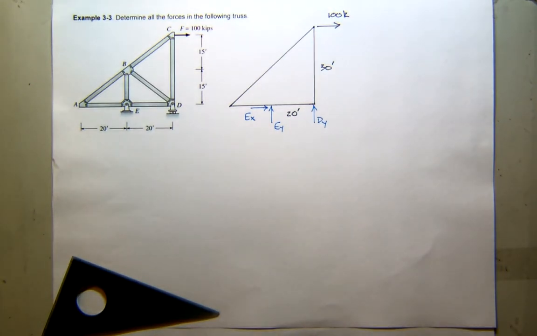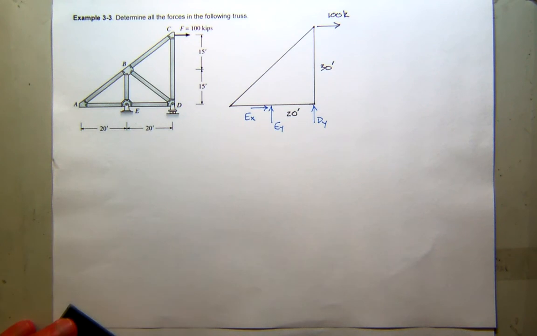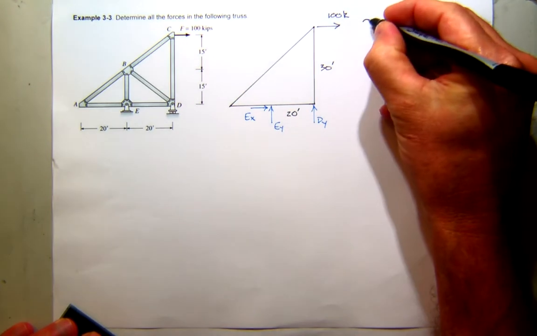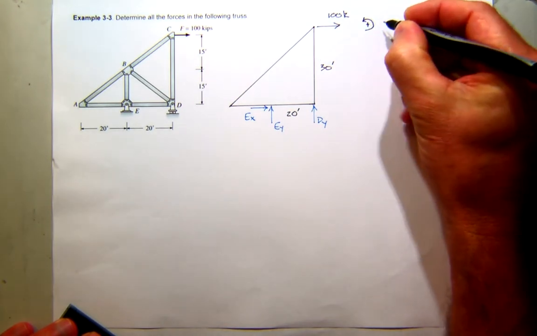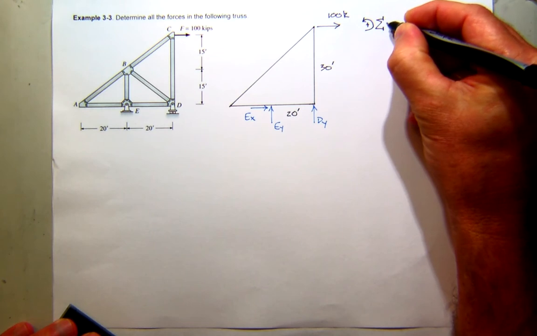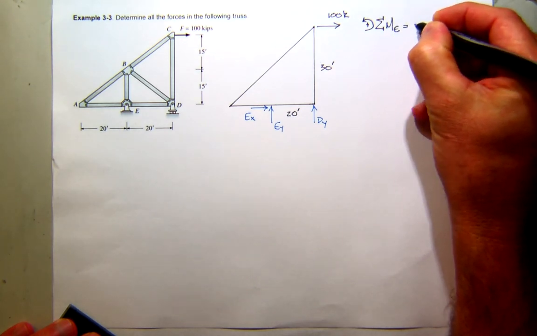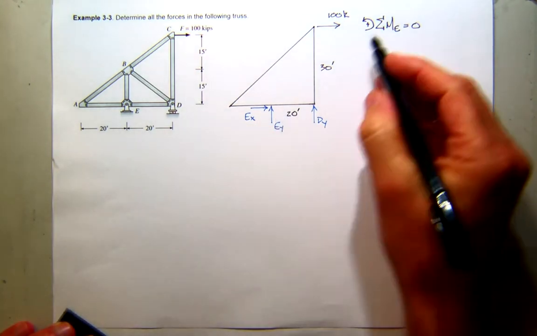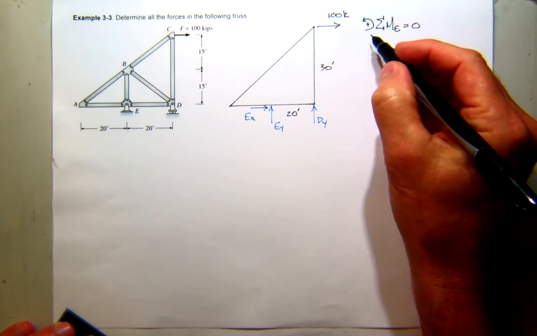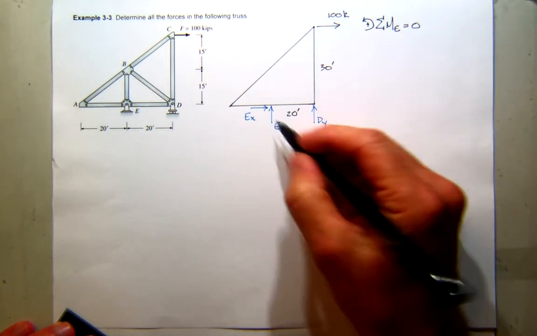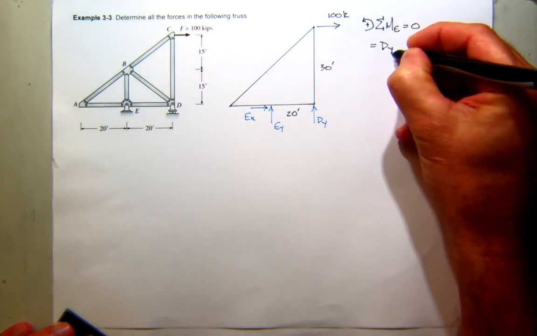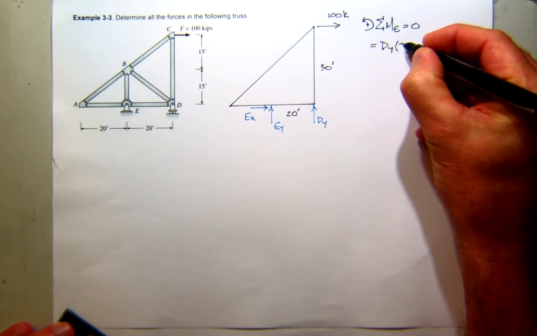So what should we do first? How do we find our reactions? Some moments about E. Yeah, that's a great idea. Let's sum moments about E. Remember, it's a good idea to look at the pin, because two of our forces are concurrent at E, so that's a good place to start. Using the right-hand rule for my sign convention, DY creates what kind of moment about E? Positive. So I'd have DY as the force, and the distance from E to D looks like 20 feet.